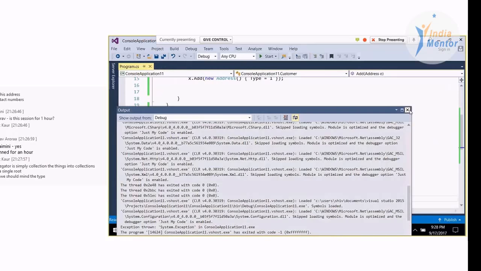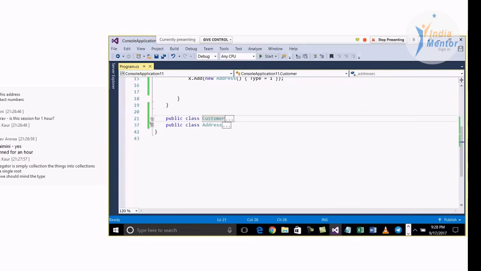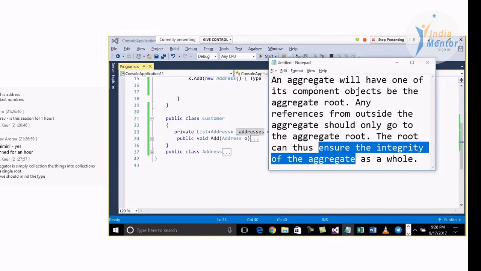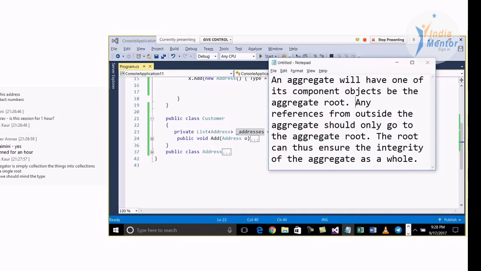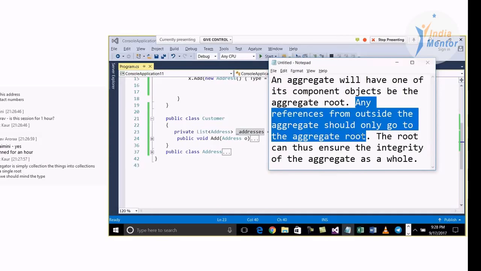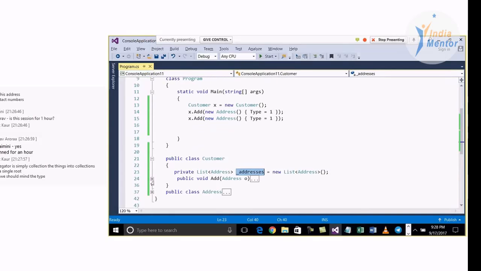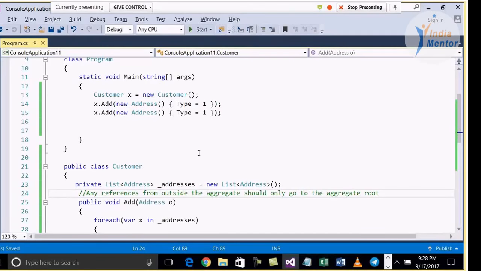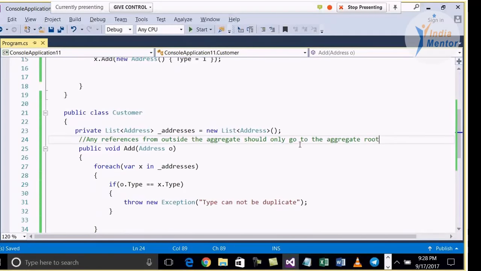Now look at this. We have the customer, and all the manipulation of the address is happening via the customer root. Nobody can get a direct reference to the address collection. Nobody can have a direct reference of _addresses in the UI. So if you see here, it says that any references from outside should go only through the aggregate root. So any references from outside the aggregate should only go to the aggregate root, that is the customer, and not directly to addresses. So this is termed as an aggregate root.